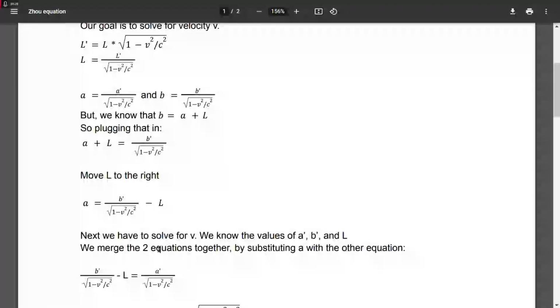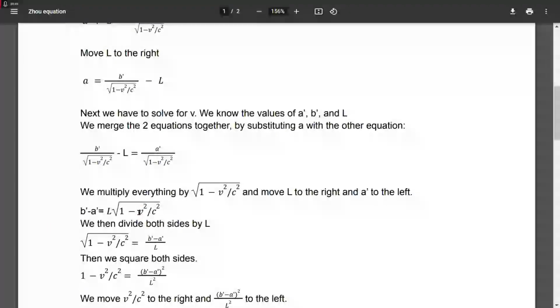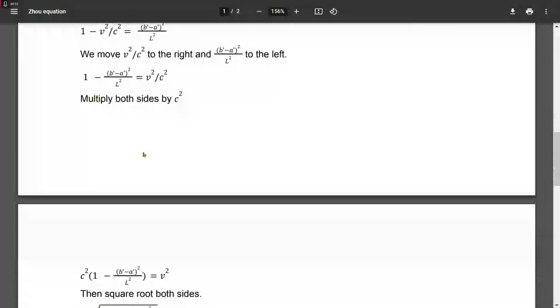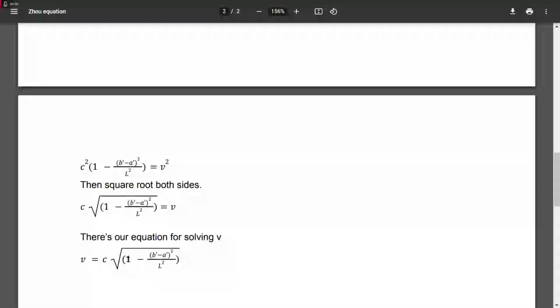And we do that by merging the two equations together. Remember, we have these two equations, and we merge them together. Because A equals this, and A also equals this equation here, we can simply substitute this into this, and we get this equation. And now it's just a matter of algebra of moving things left and right. You guys can go through it yourself on a piece of paper. But ultimately, we get the final equation here: V equals C multiplied by the square root of 1 subtract B primed subtract A primed, squared, over L squared.